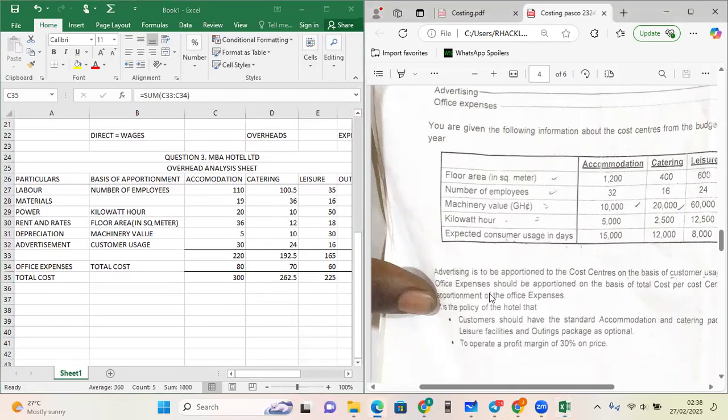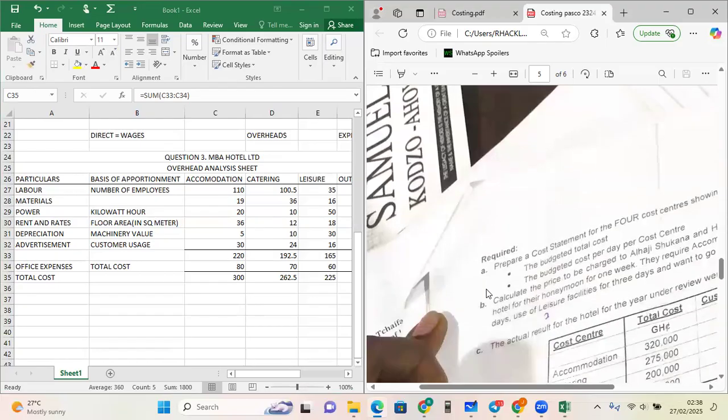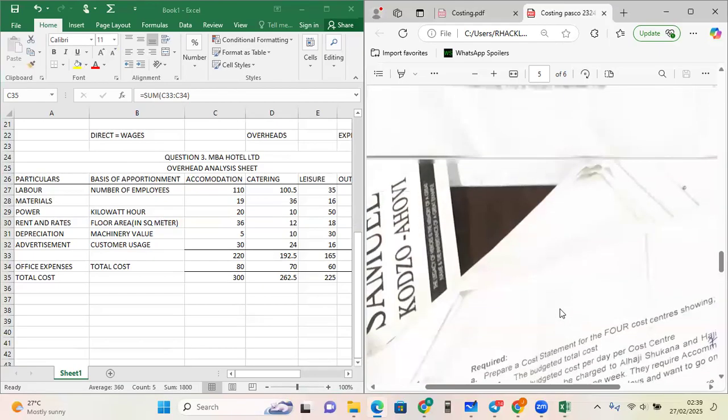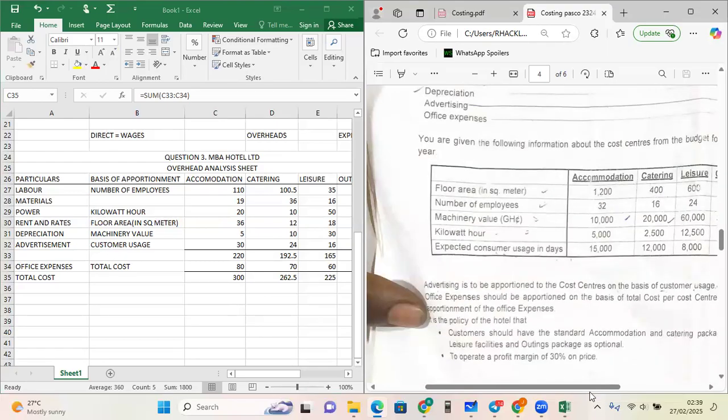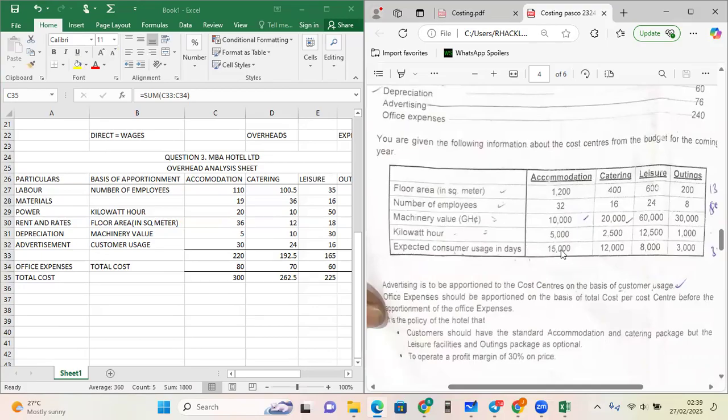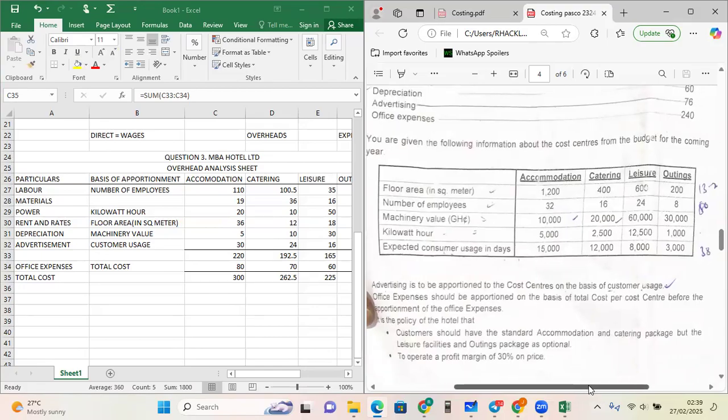Let's continue to the B. The B is saying that, okay, the A was the total budgeted cost. Now the B here is saying the budget cost per day per cost center, right? Per day per cost center. So now let's check the overhead cost per day. If you want to know the overhead cost per day, we have to use the customer usage as the basis of apportionment, right?